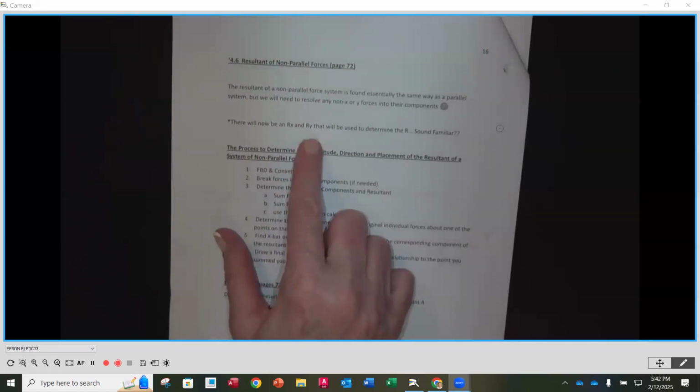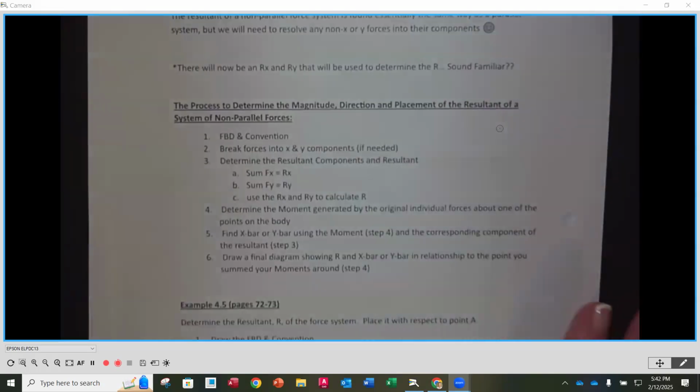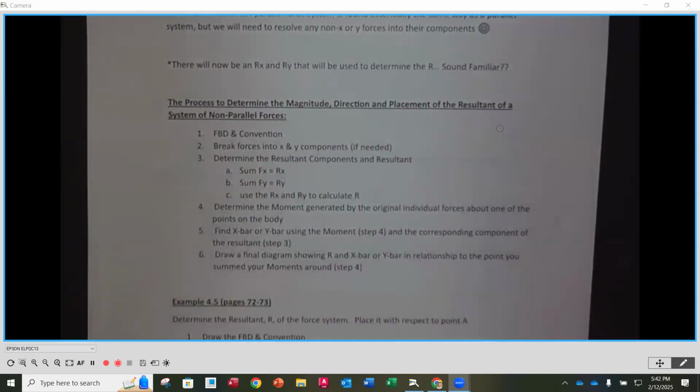There are now going to be a resultant X and a Y, and that'll be used to determine the resultants. So I have a question there. It's not really anything to answer, but sounds familiar because we've done that before. So there is a process that we're going to take to go through and find these resultants of non-parallel forces. So we've got an extra step or two, like I said, compared to parallel forces. So first of all, we're going to be drawing our free body diagram and our convention. Every problem needs a convention on it, okay? So you don't do a convention for a whole chapter, you do a convention for each problem.